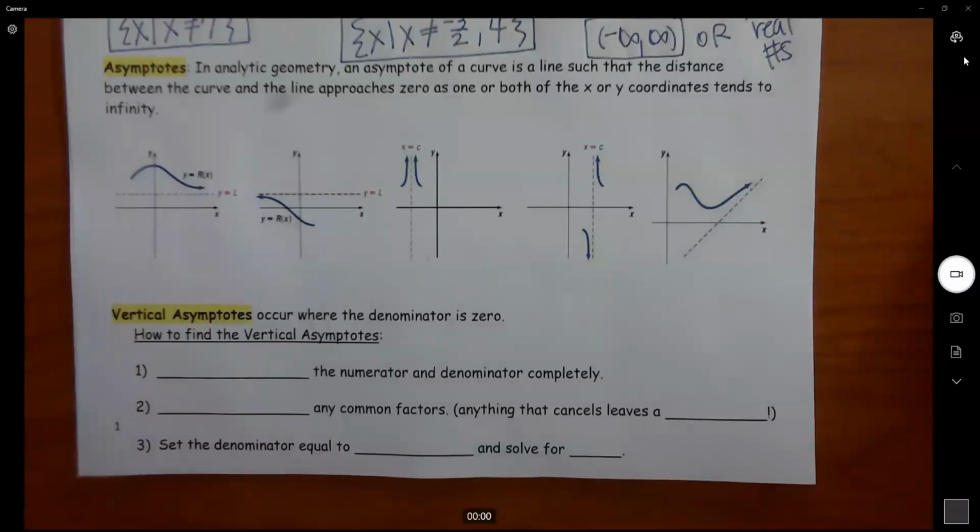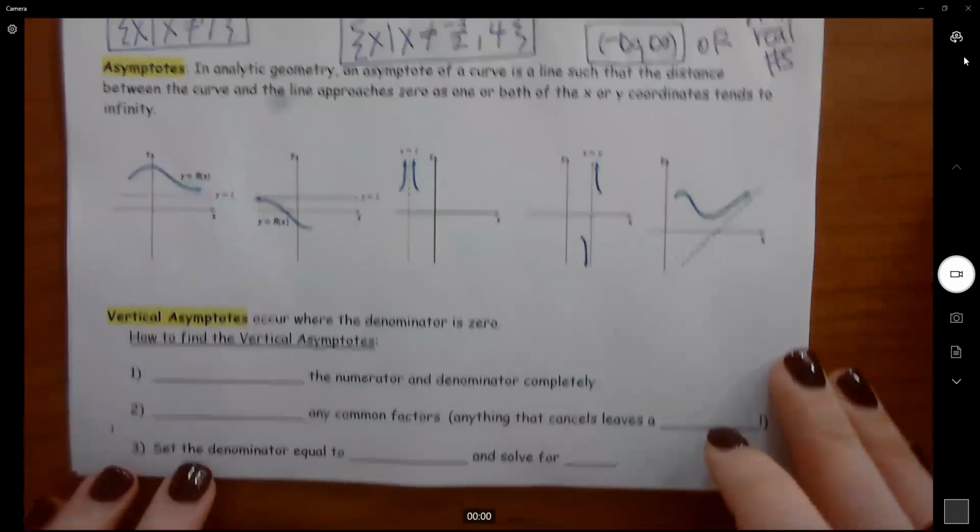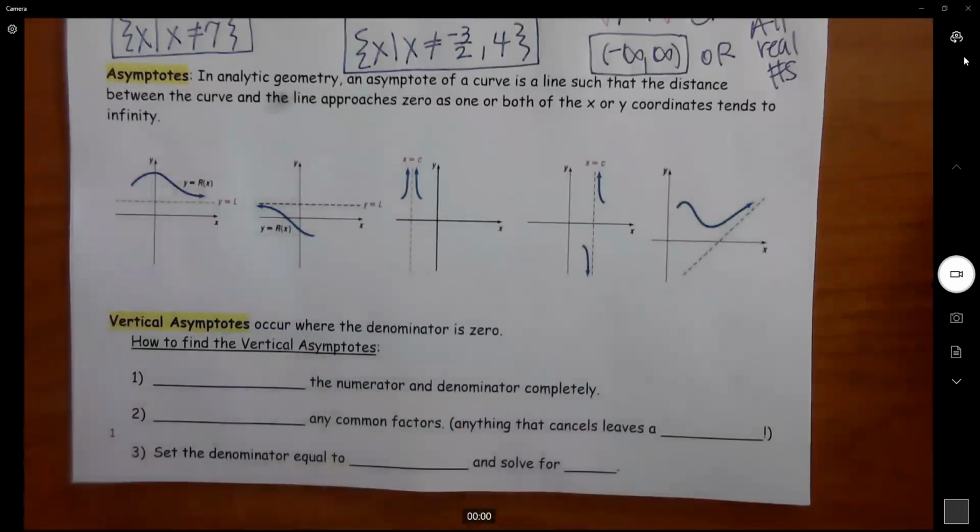In this video, we're going to go over how to find vertical asymptotes. Before we go over how to find them, let's figure out what an asymptote is. The definition, in analytic geometry, is that an asymptote of a curve is a line such that the distance between the curve and the line approaches zero as one or both of the x or y coordinates tends to infinity. So what does that mean?